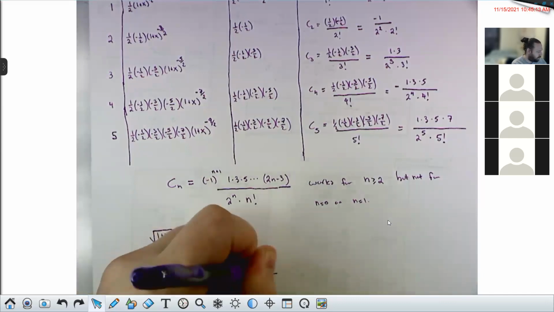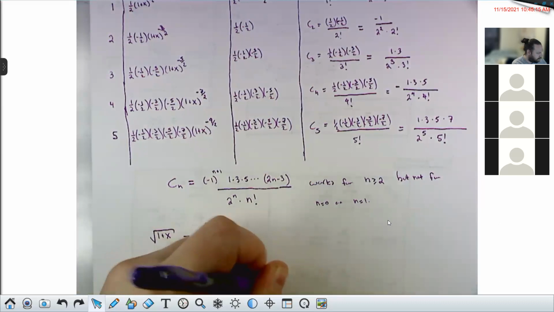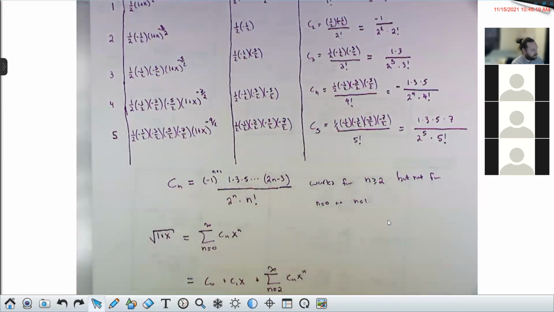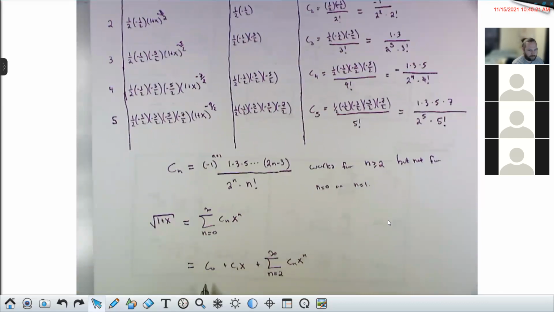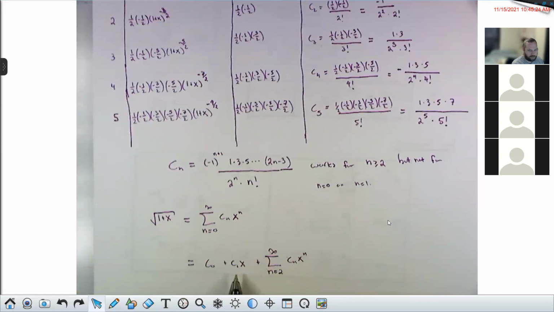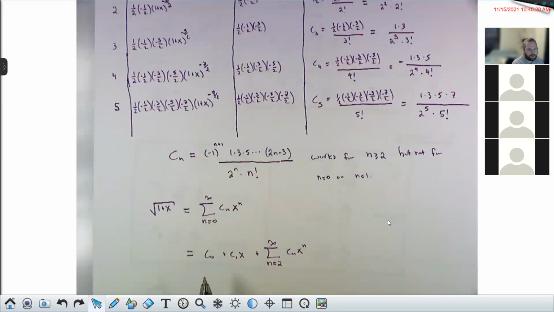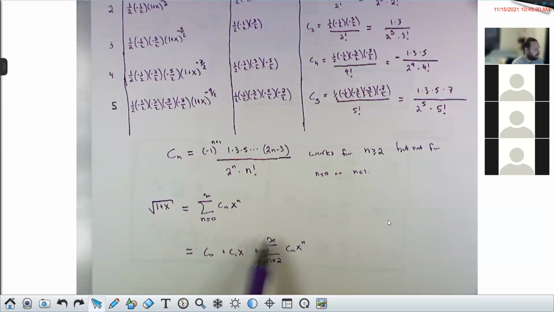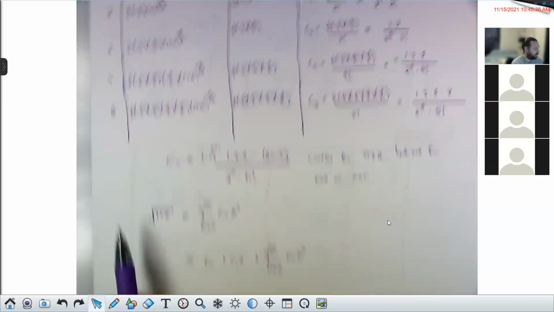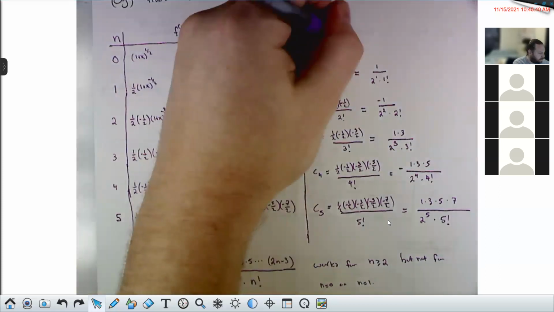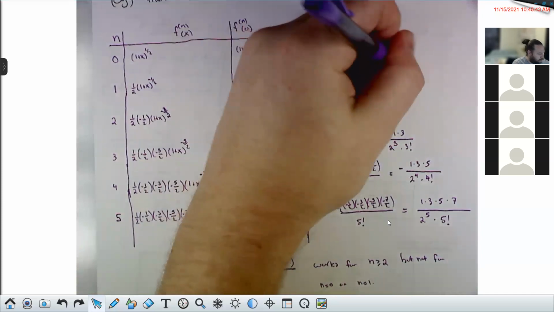And I write this as C0, that's the n equals 0 term, plus C1x, that's the n equals 1 term, plus sigma n from 2 to infinity, Cn x to the n. In this series, n is bigger than or equal to 2. And these two guys I've calculated explicitly already. This is just 1, and this is just 1/2.